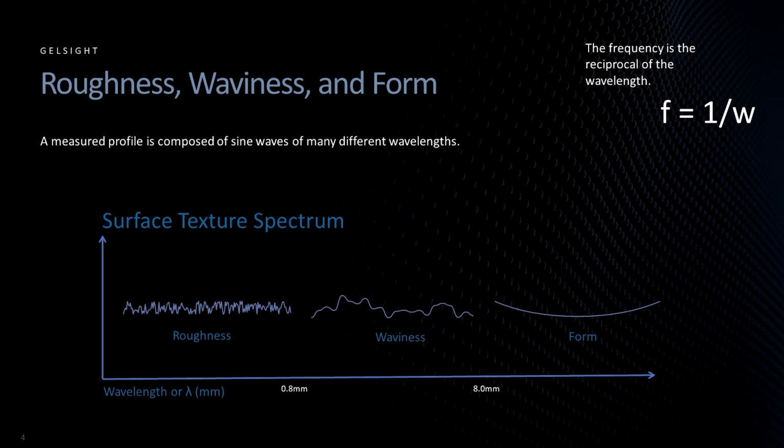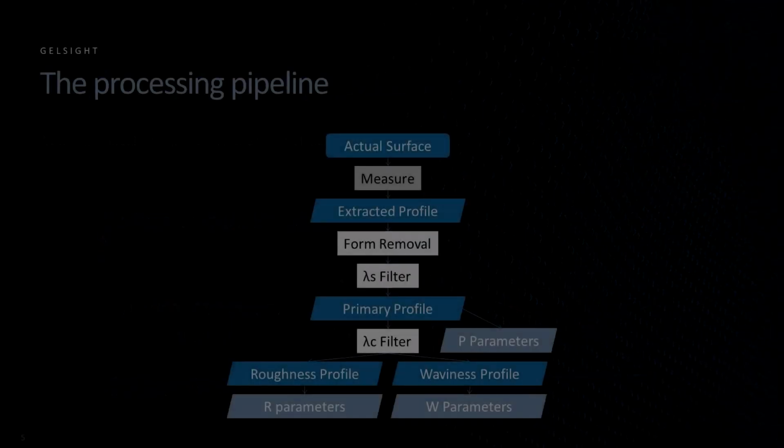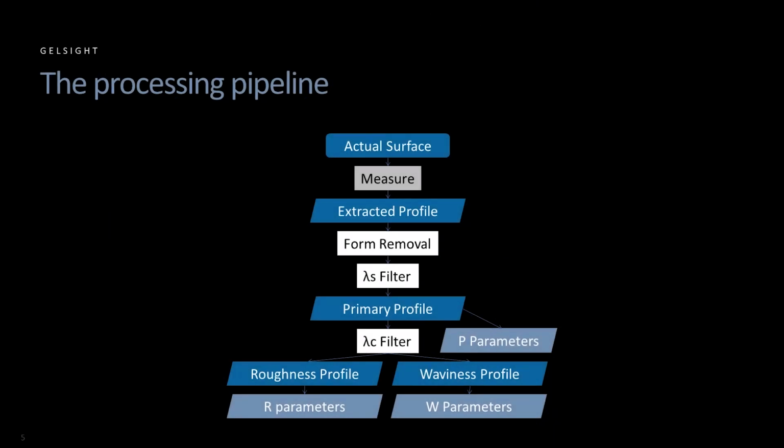As I mentioned earlier, a profile can be acquired by multiple methods. In the case of a GelSight system, a 3D model of the surface is acquired, and then a 2D profile can be extracted from anywhere on that scanned surface. In fact, Abby will be demonstrating exactly how this is done in just a few minutes. So the processing of the measured profile data follows the steps in this flow chart.